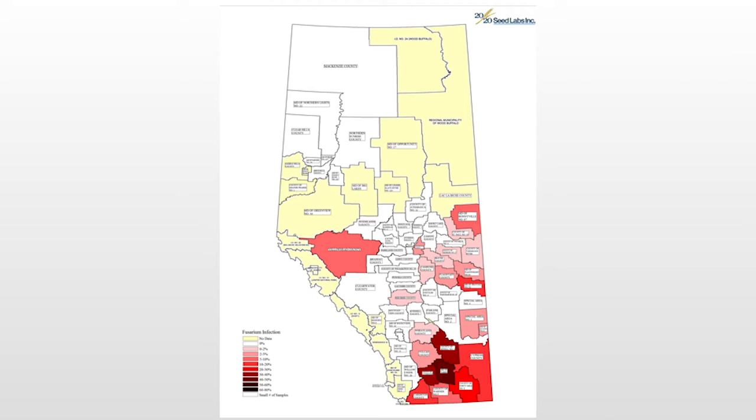One of the things that leads us to believe the situation is changing and that it is becoming more common in central and northern Alberta is shown in this map. This map was provided by 2020 Seed Labs in 2014, and it shows the percent positive samples for Fusarium graminearum that were tested, so seed samples that tested positive for graminearum. And the darker the red, the more percent positives for graminearum there were. And you can see that there are a number of counties that previously would have shown up white, being Fusarium graminearum free, now are showing either low levels or even in some cases high levels of Fusarium graminearum.